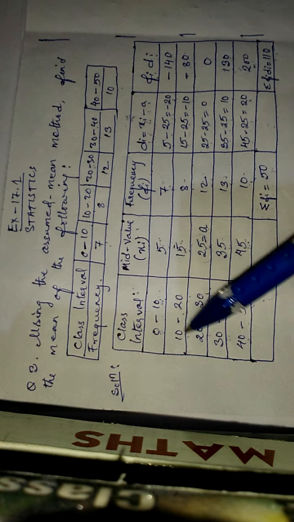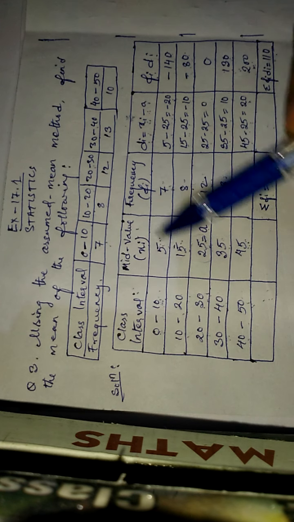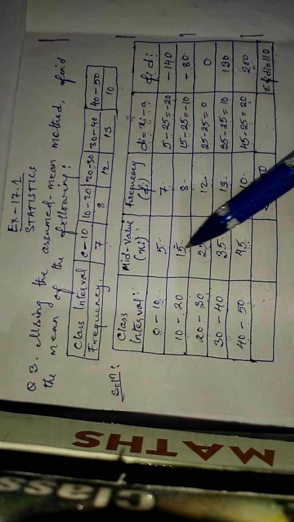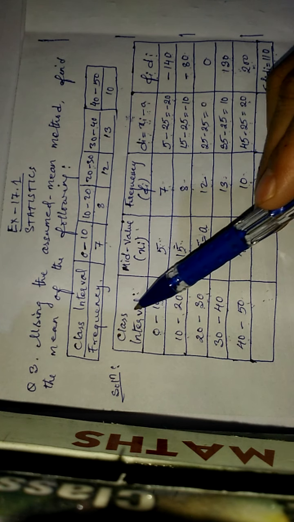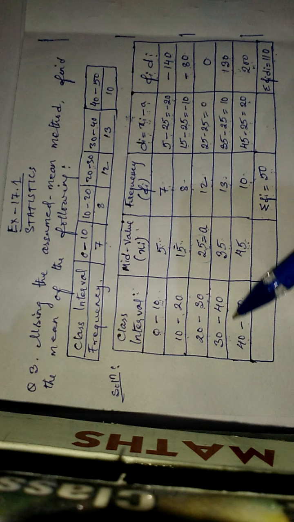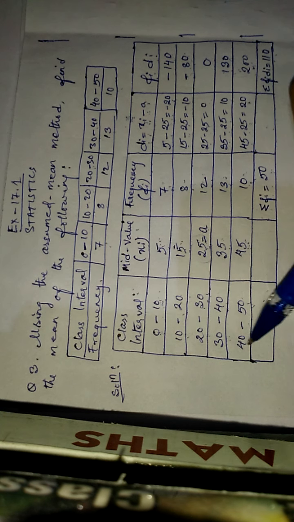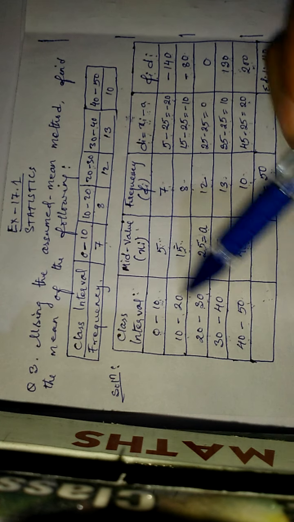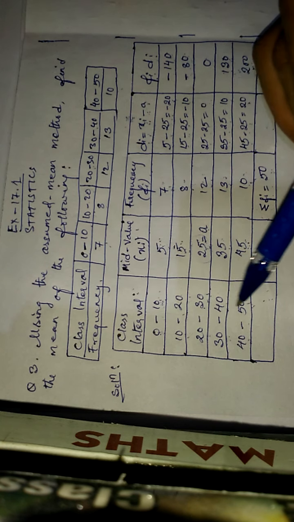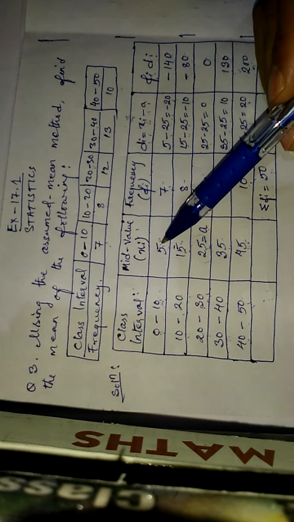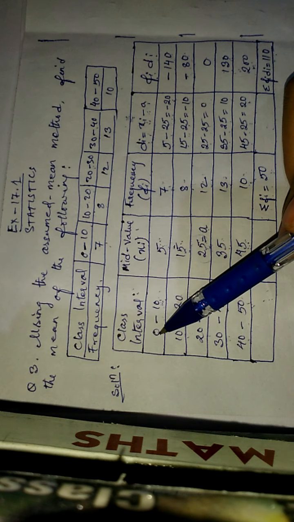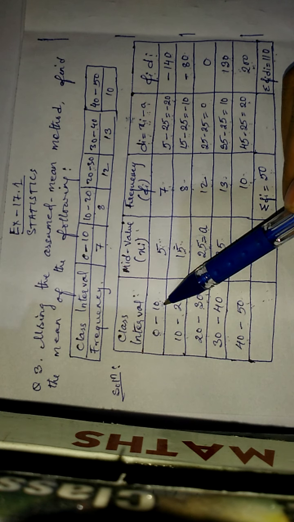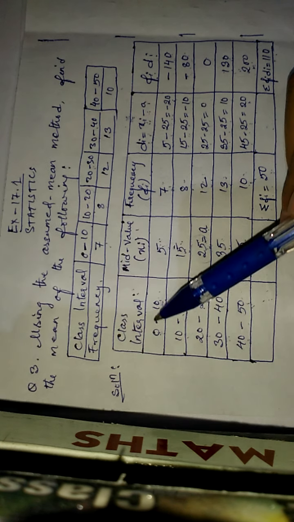So the second column is mid value, its symbol is xi. This mid value we have to take from the class interval. Here the left side values are called lower limit, and the right side values are called upper limit. So to get the mid value, we have to add the lower limit and the upper limit of the class, then divide it by 2.